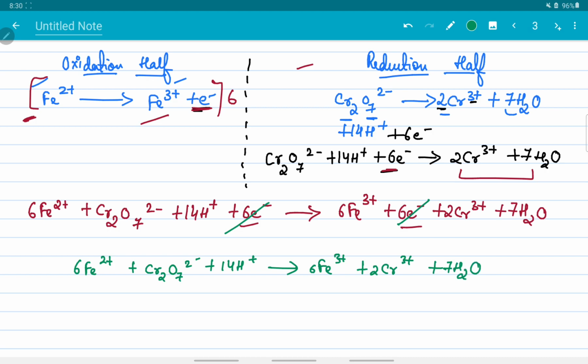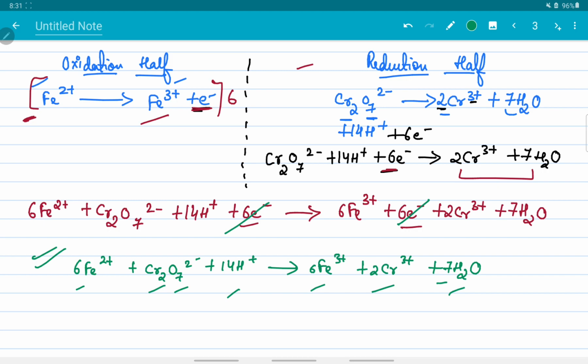Okay, now if you check all the atoms and whether they are balanced or not, see over here there is 6Fe, here also there is 6Fe, here there is 2 chromium, here also there is 2 chromium, and then there are 7 oxygen over here, here also you have got 7 oxygen, there is 14 hydrogen, here also there is 7 into 2, 14 hydrogen. So if you see, our equation is balanced right now. So this was our ion electron method to balance the equation, and this is our final equation that is balanced.